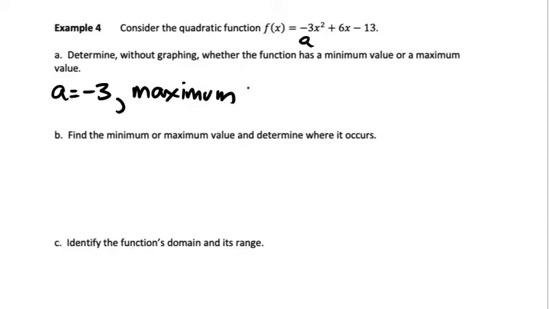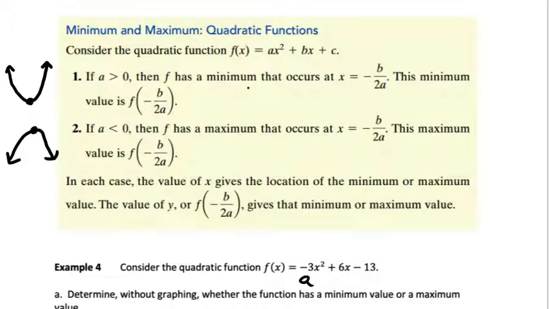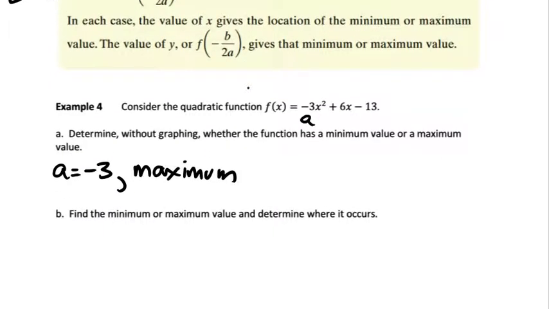And I wouldn't try to memorize whether positive a goes with minimum, negative a goes with maximum. I would just try to visualize the graph. If a is negative, that means the parabola is going to open down. If it opens down, it's going to look like this. And if it looks like this, this point is going to be the highest point, so it's going to be a maximum. It says without graphing, that means without plotting points formally, but visualizing the graph I think is the easiest way to figure out whether it's going to be a maximum or a minimum point.